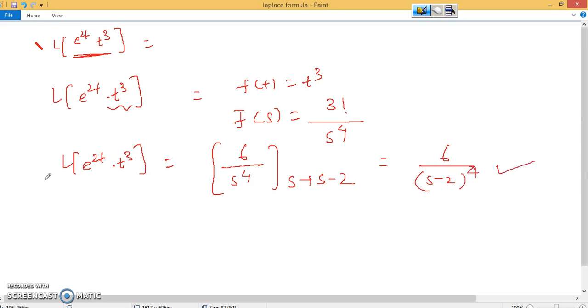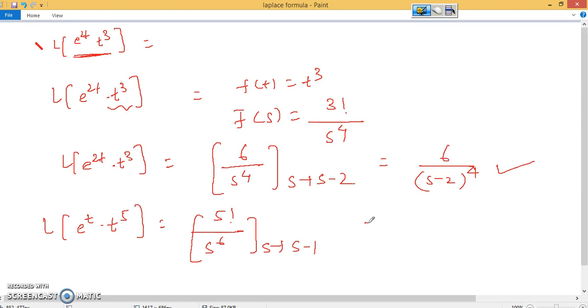This is your Laplace. Similarly, for any type given, find e to the power of t into t to the power 5. You can write 5 factorial by s to the power of 6, and s replaced with s minus 1. So 120 divided by (s minus 1) to the power of 6.